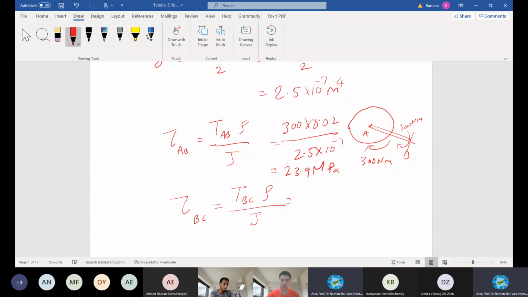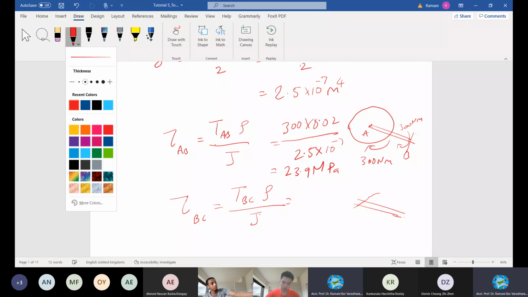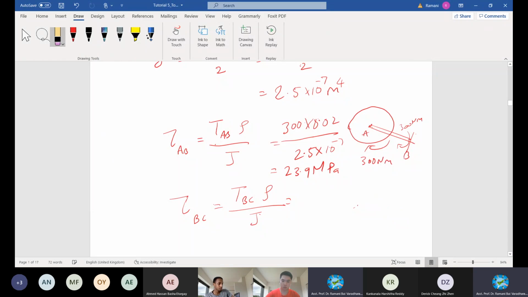Next point is BC. BC also has a substituted value. What would be at BC? Let's draw the diagram to make it easy for us. The reverse, because we already have one diagram here. I just take a section like this, and then another circle here. I need to draw the circle. Assume it to be a circle. Try my best.